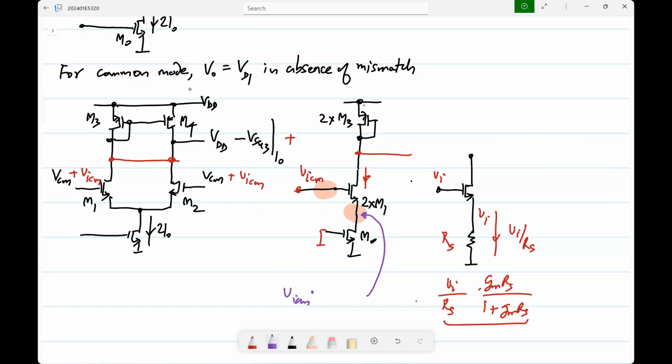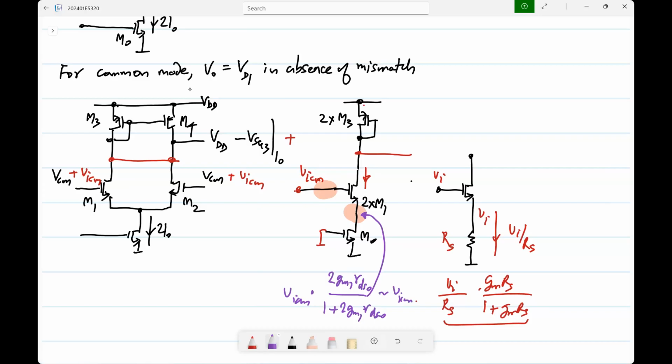Now in reality, it will have some other factor, which is GM. What is the GM that appears here? 2 times GM1, because 2 of these are in parallel. Okay, 2 GM1 by 1 plus 2 GM1 RDS0. But it's okay to approximate this by VICM, right? We'll just do that.